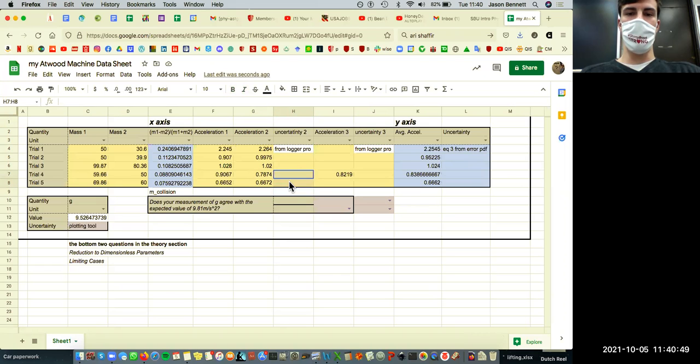I'm so used to a mouse that I don't know how to highlight with a trackpad.